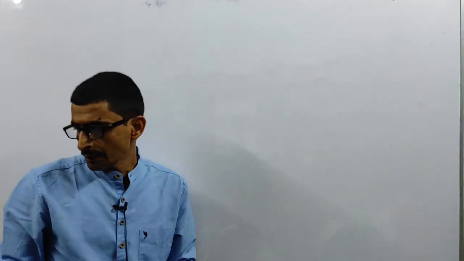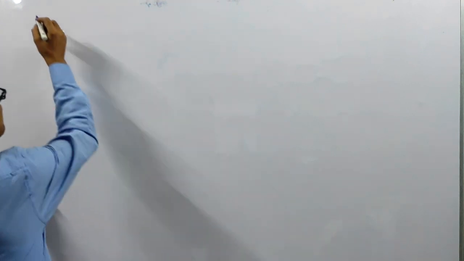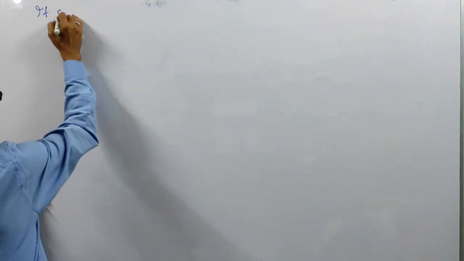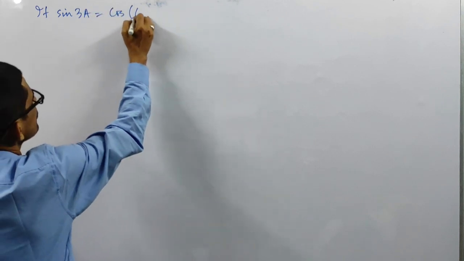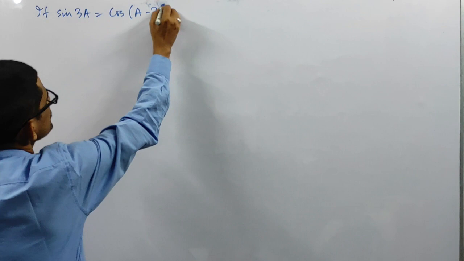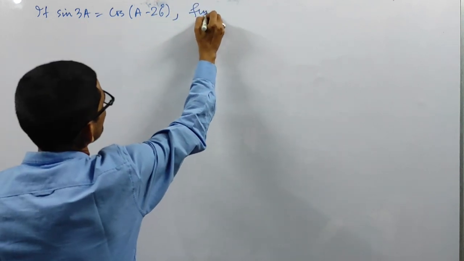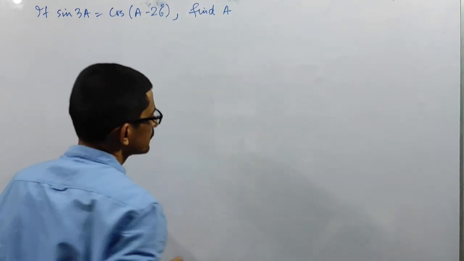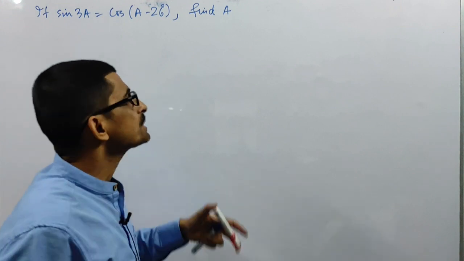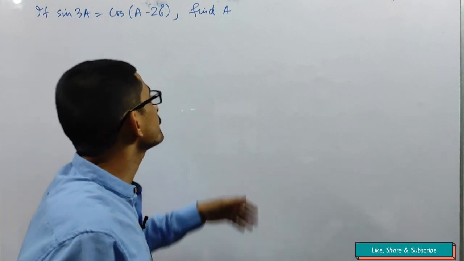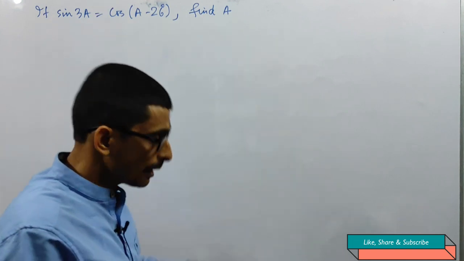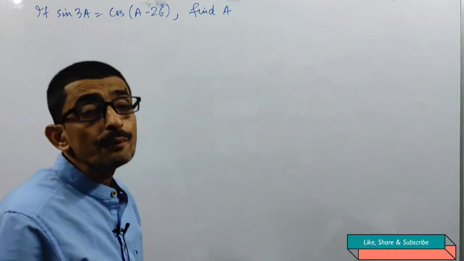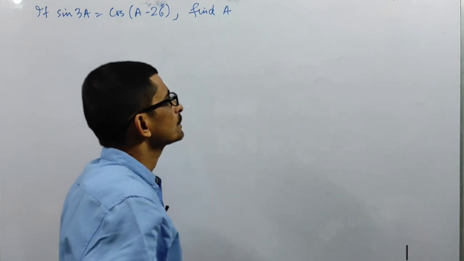We are given a sum like this. If sin 3a is equal to cos(a minus 26 degrees), find a. To solve these types of sums, or to find the value of the variables in these types of sums, we need to apply the properties of trigonometrical ratios.